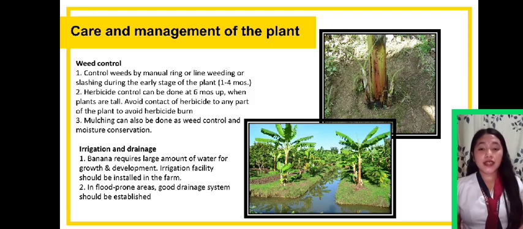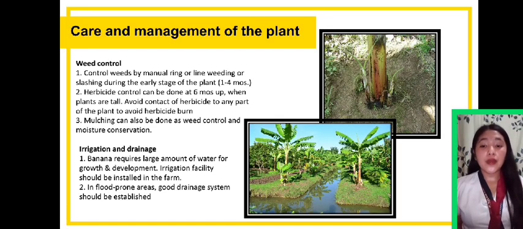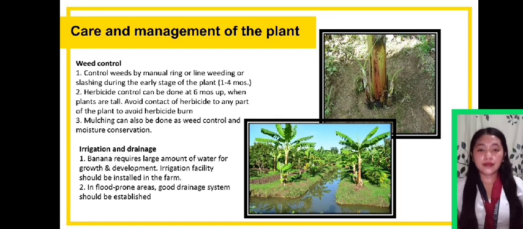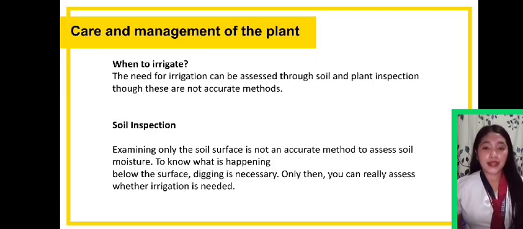Next, irrigation and drainage. Number 1, banana requires a large amount of water for growth and development. Irrigation facility should be installed in the farm. Second, in flood-prone areas, a good drainage system should be established. Proper irrigation and drainage are essential for banana plants to ensure consistent moisture level and to prevent waterlogging to avoid root rot.